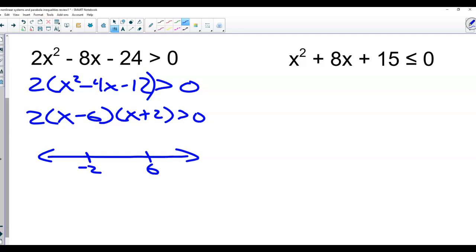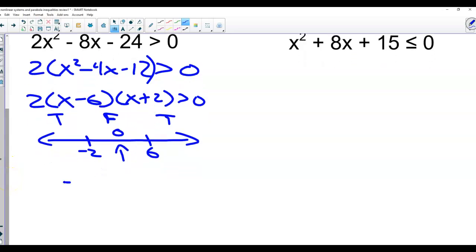I'm going to do two separate number lines. I'm going to do one number line to get my answer, and then I'm going to put it on a number line. I'm going to pick 0. 0 is between negative 2 and 6. When I plug 0 in, I get a false statement. Negative 6 times 2 is negative 12. That's not greater than 0. So it's false, which means my other two regions are true. For every one of the problems I'm going to give you, you're going to get alternating true, false, true, false. So it's either false, true, false, or true, false, true.